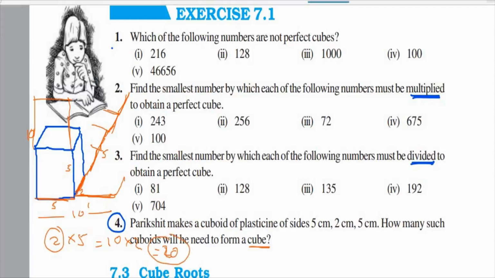Okay friends, we stop here. 7.1 you are to practice. Next topic would be how to make cube roots.